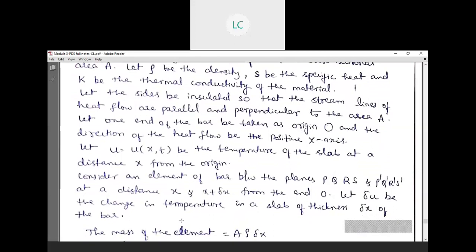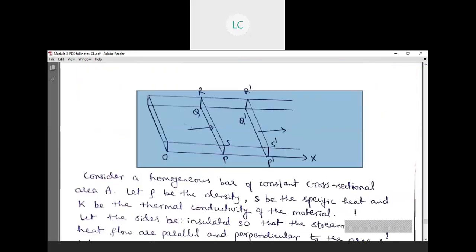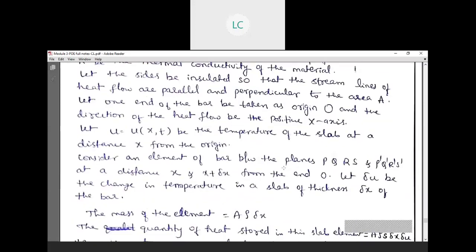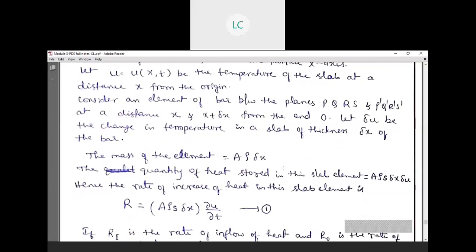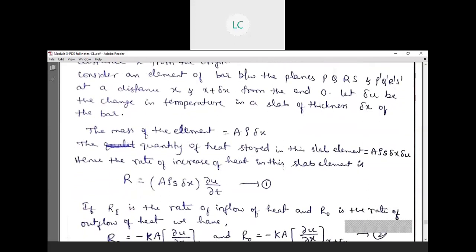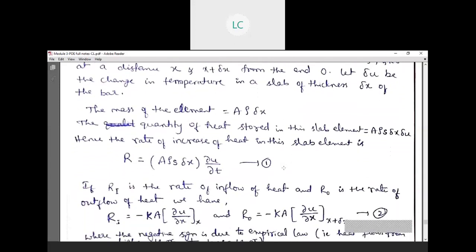Consider an element of the bar between planes PQRS and P dash Q dash R dash S dash. See here, this is PQRS. This is one slab. P dash Q dash R dash S dash is another slab, at distances x and x plus delta x from the end O. Let delta U be the change in temperature in a slab of thickness delta x of the bar. See here, the important steps.